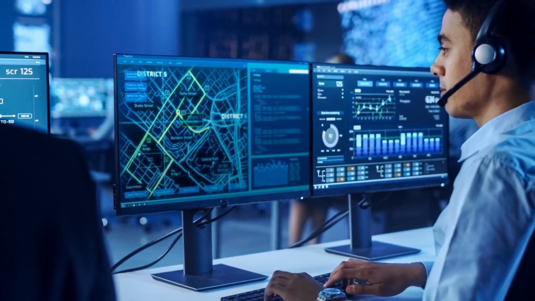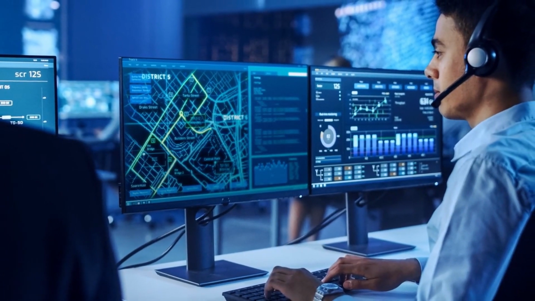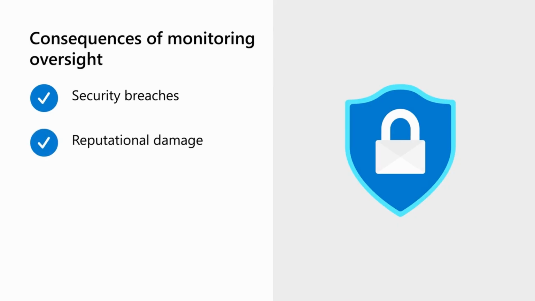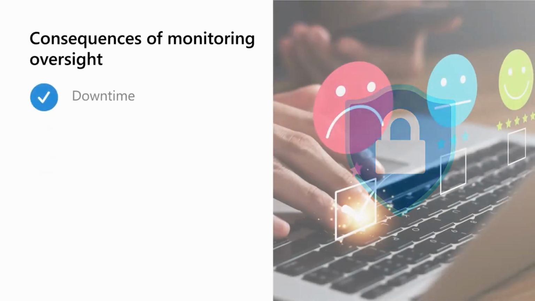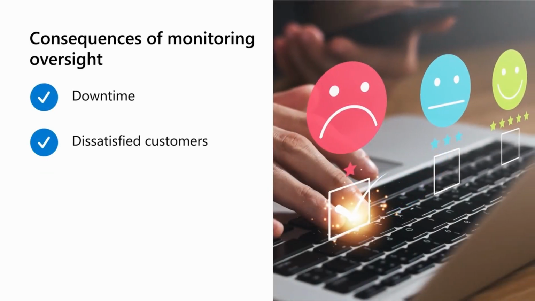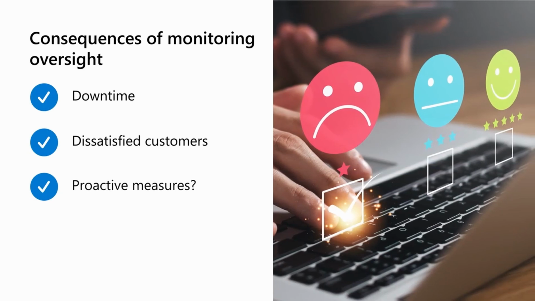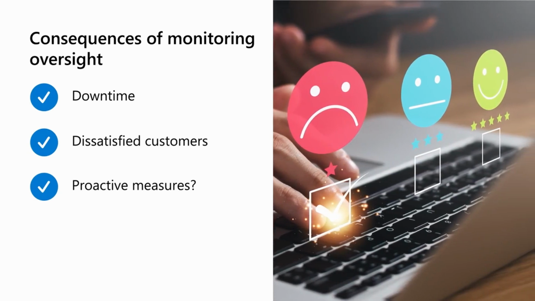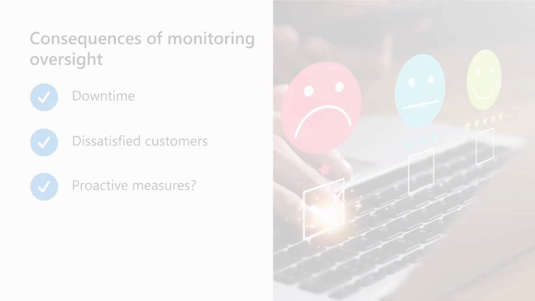Your organization neglected to monitor its Azure resources after migration. This oversight led to security breaches, compromising sensitive data and causing reputational damage. Additionally, performance issues went unnoticed, resulting in frequent downtime and dissatisfied customers. How could the organization have proactively detected threats, optimized performance, and prevented these detrimental outcomes?